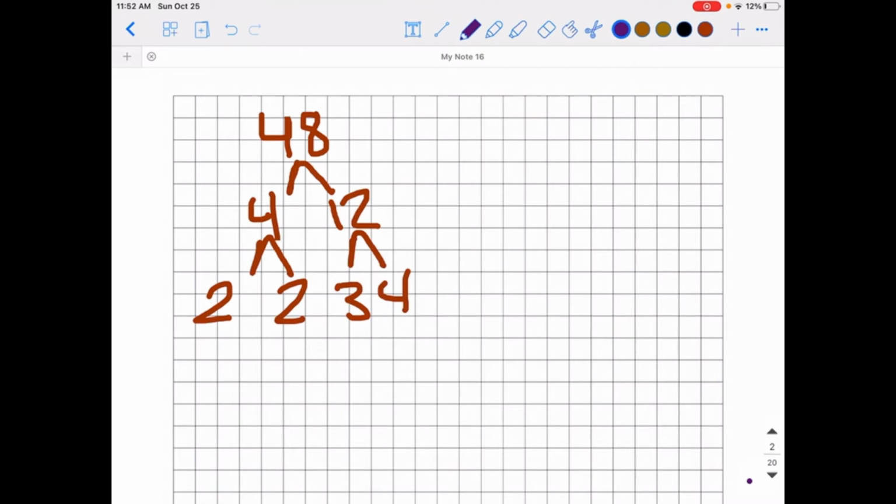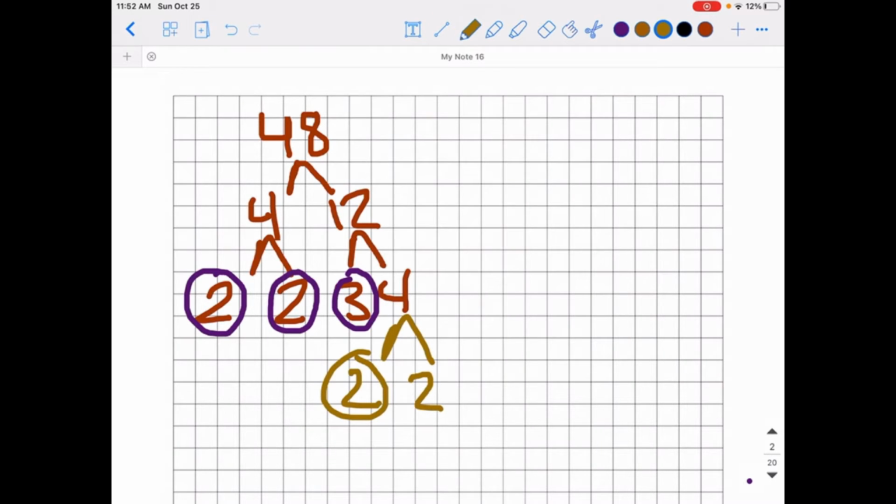Wait a minute, can I break 2 down any further? I can't, so this is a prime number. I can't break down 2 again. Can I break 3? Nope. But I can break 4. I can break that into 2 and 2. So I would circle both.